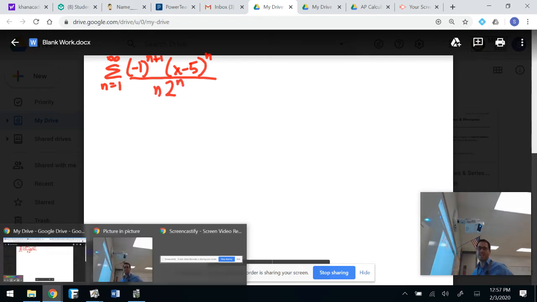Now, a lot of us should say, oh, that looks like an AST, but you know what makes it a power series? What makes it a power series is that it not only has n's in there, it has an x. And whenever it has an x in there, that means it's a power series. And whenever it's a power series, hopefully you have an idea that it is centered around 5. It's a power series centered at 5. How do I know? It's got an x minus 5, which means it's centered at 5. And I need to know for what values of x this would converge.